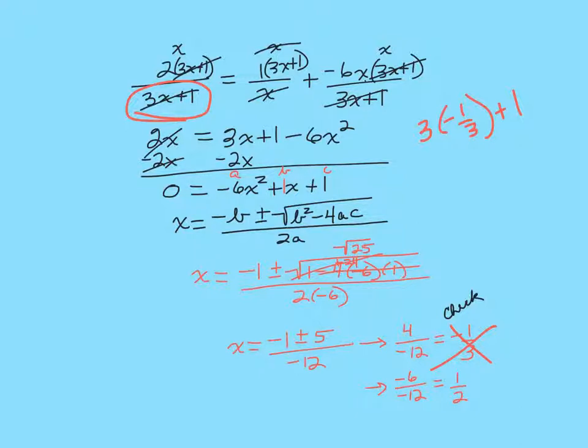Let's put the 1/2 in. 3 times 1/2 plus 1. Well, look, 3 times 1/2, that'd be a positive number, plus another positive number. That's not going to be 0, is it? So that's okay. If I put 1/2 into the second denominator, for x, I just have a half, which is not 0. And 3x plus 1 is the same thing as I had on the first one. So 1/2 we get to keep, and the other one has to go bye-bye.